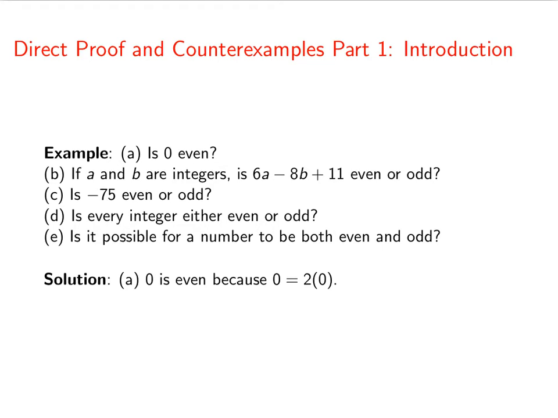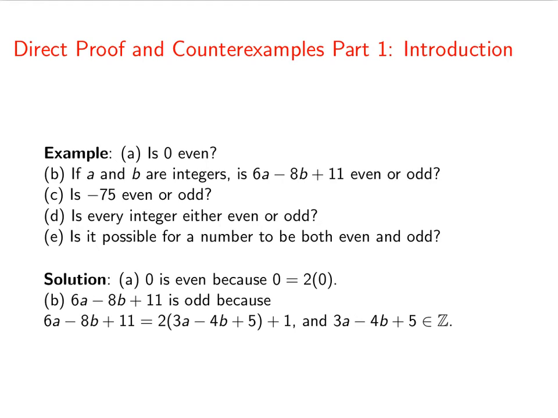All right, 0 is even because 0 can be written as 2 times some integer. In fact, 0 is equal to 2 times 0. 6a minus 8b plus 11 is odd because we can write 6a minus 8b plus 11 as 2 times 3a minus 4b plus 5, plus 1. And this number here, 3a minus 4b plus 5, is an integer.